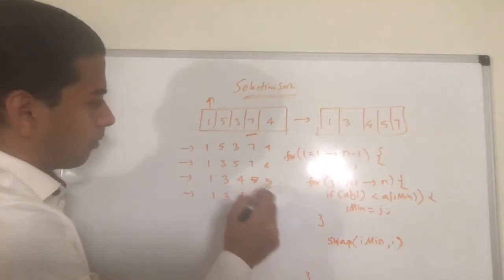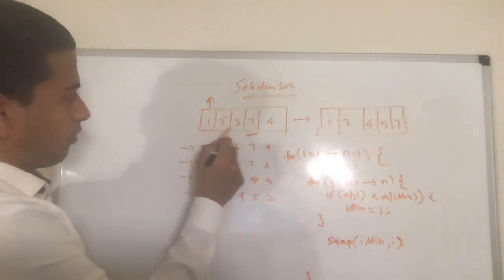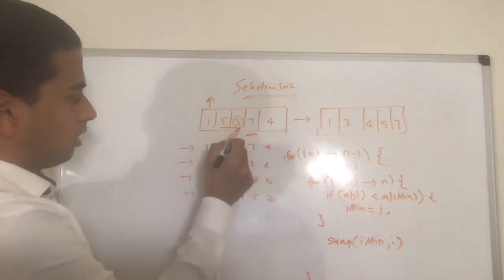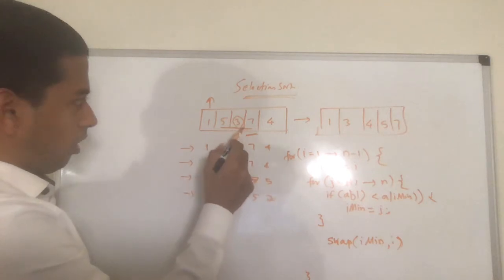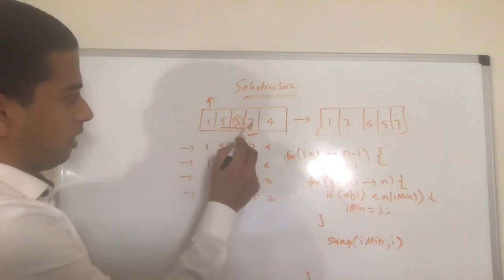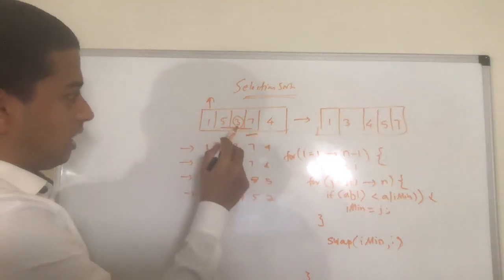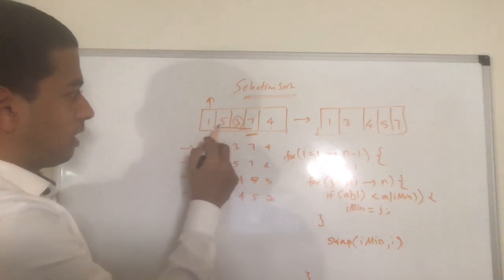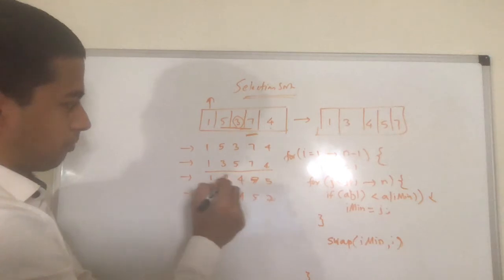So think about it. For the next one we will check 3 less than 5. Since 3 is less than 5, 3 becomes the new I min. Now we will check 7 less than 3. It will be false, so 3 will still remain the I min. Then we go to the next one. We check 4 less than 3. Still false, so 3 remains the I min. So we will swap 3 and 5. So now it will become 1 3 5 7 4.